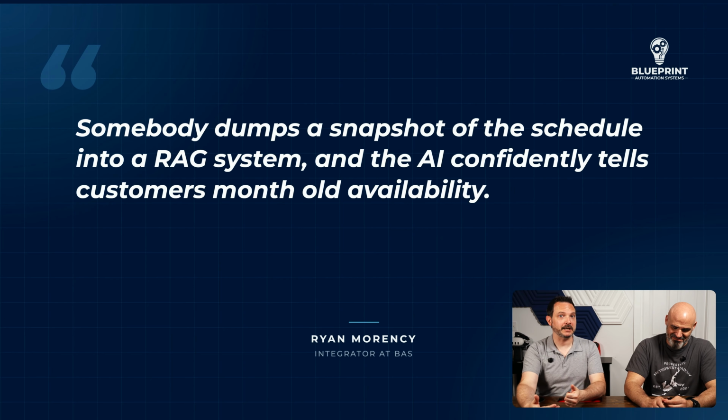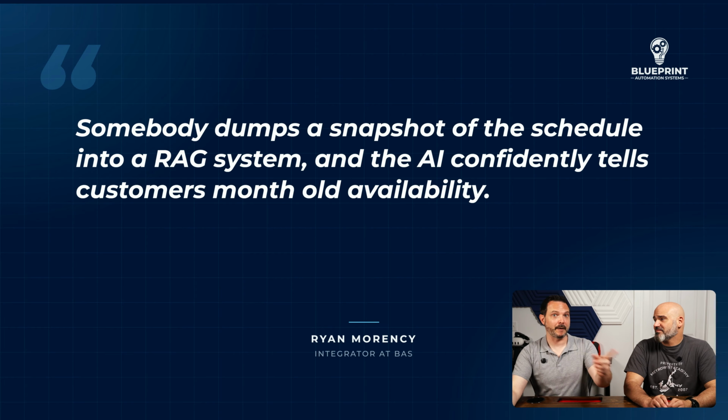This is pretty much the single most common and most expensive mistake we see. Somebody dumps a snapshot of the schedule into a RAG system, and now the AI is confidently telling customers about availability from a month ago, when that was put into the RAG system. So the gut check here is pretty easy. If a human in your shop would answer it by opening up an app or your scheduler, rather than reading a binder or a file stored on your computer somewhere, don't use RAG for that.